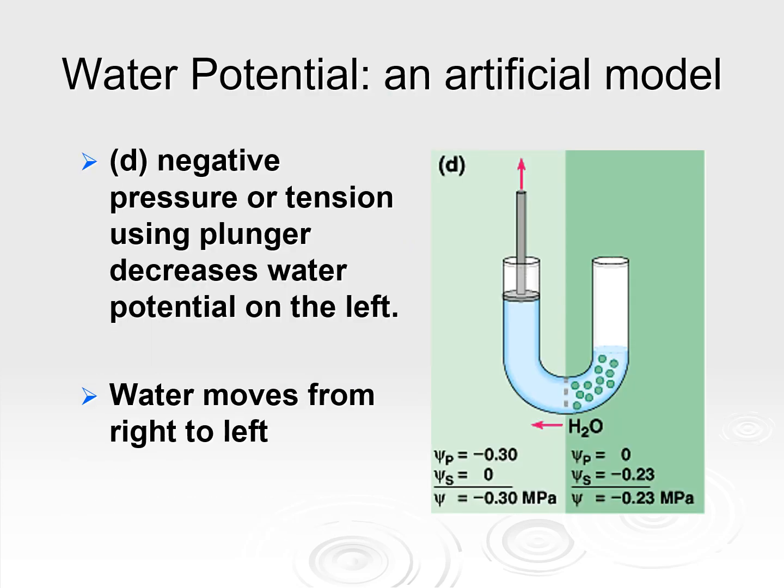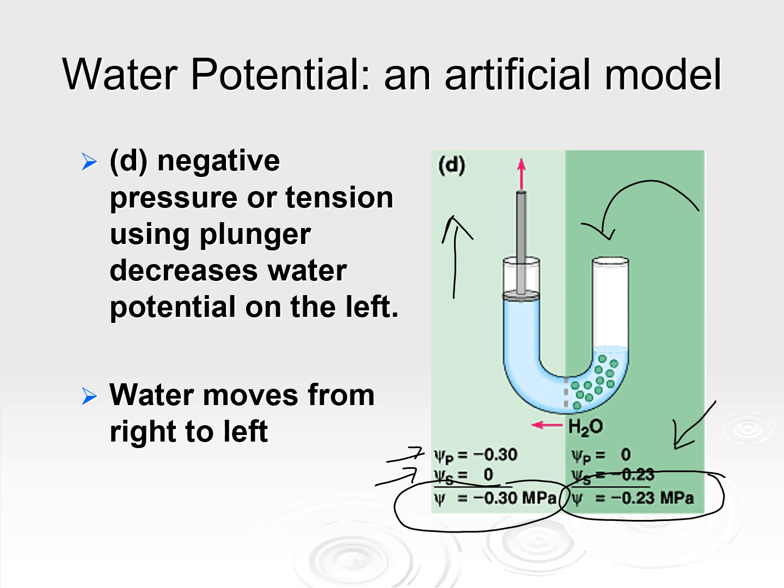What happens when we have negative pressure potential? So similar to transpiration, this plunger is pulling up on the left-hand side on the pure water. So now I have a solute potential of 0, but I also have a pressure potential that's negative, negative 0.30 megapascals. Over on the right-hand side, I still have a solute potential of negative 0.23, but the container's open, so there's no pressure there. So I have a total water potential on the right-hand side of negative 0.23 and a water potential over on the left-hand side of negative 0.3.